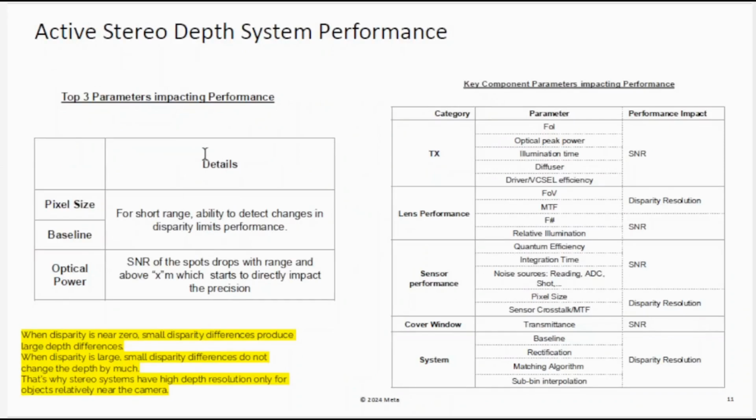Oh, yeah, this is what I was referring to. So in terms of an active/passive stereo depth system performance, what are the three most fundamental parameters that impact your system performance in the end? It's the pixel size, like we talked about. That's where the disparity comes into play. The baseline, obviously, affects the range that you can actually hit. And then there is the optical power, like we talked about, which you're going to be limited in depending on the actual system that you have.